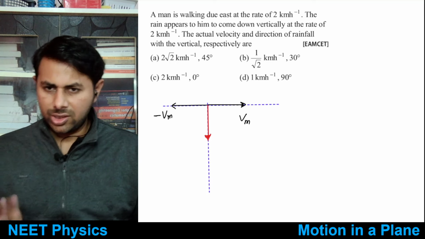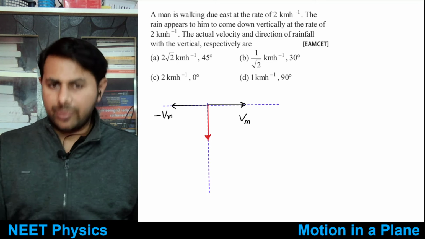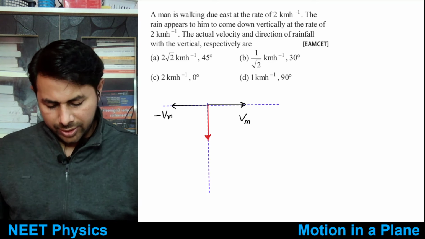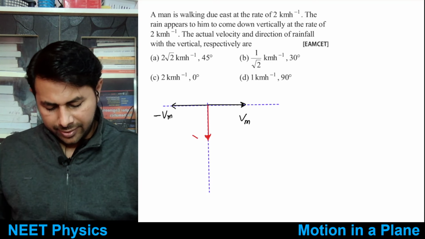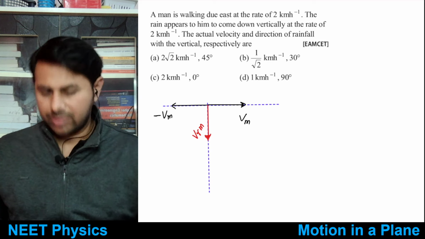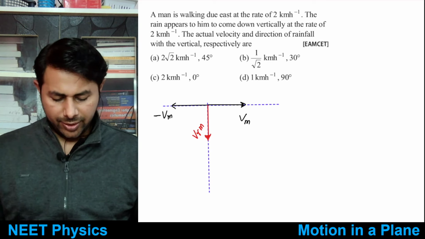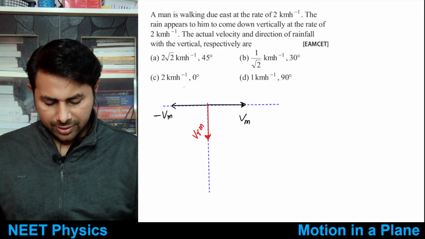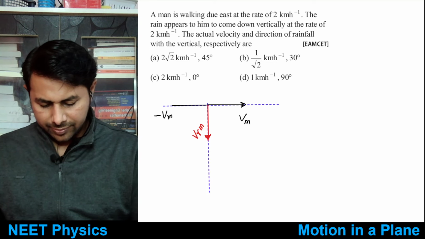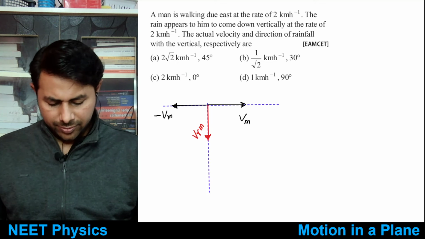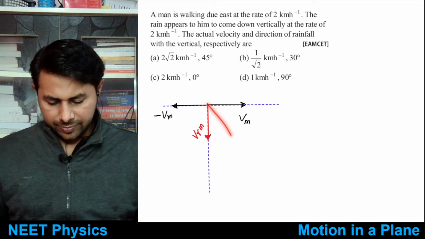So this is the effective velocity of rain for the man, right? This is the velocity of rain with respect to man. This is not the velocity of rain, okay? So how do we find the velocity of rain? We need to find out the vector.